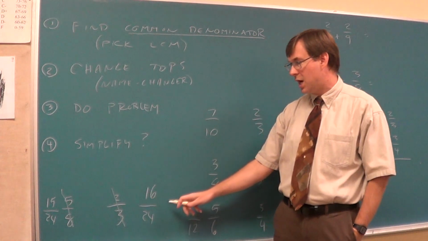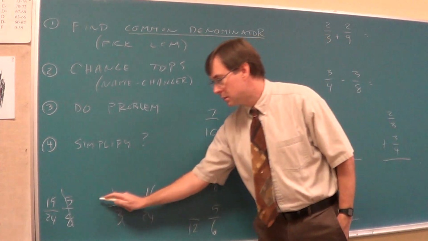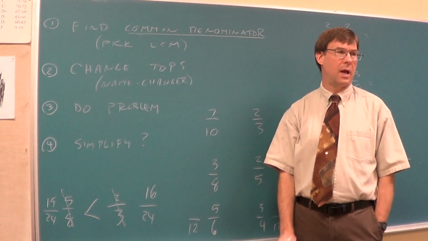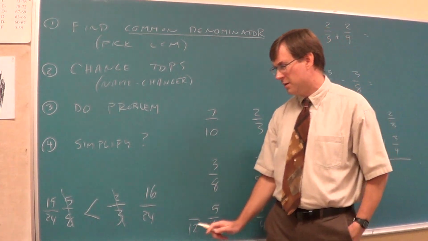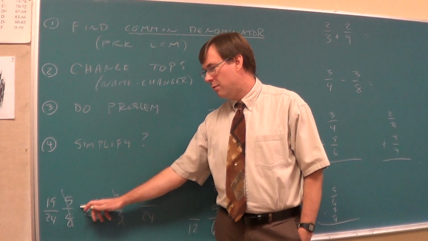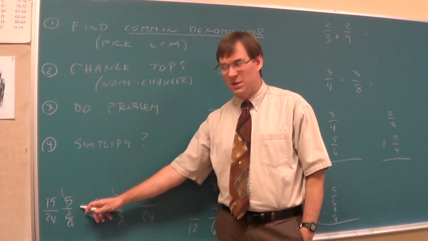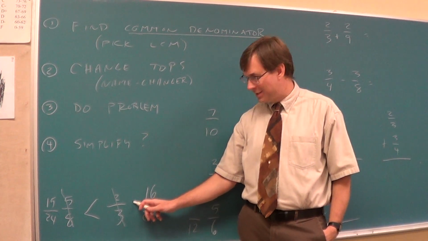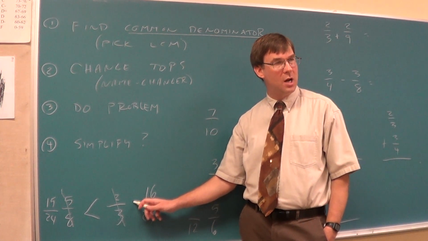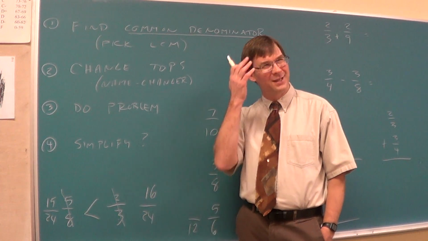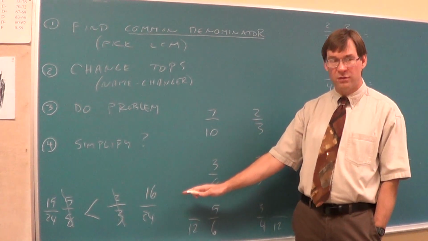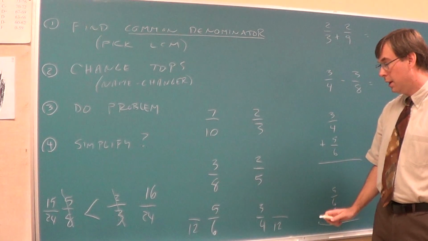Now that we have this done, we can see who's bigger. 16 beats 15, so game done. But if you didn't have the common denominators, it's pretty competitive. You know, 5 out of 8 on a quiz, is that better or worse than 2 out of 3 on a quiz? 2 out of 3 is better, but not by much, and it's hard to be sure unless you have a common denominator. So if you have common denominators, you're sure.